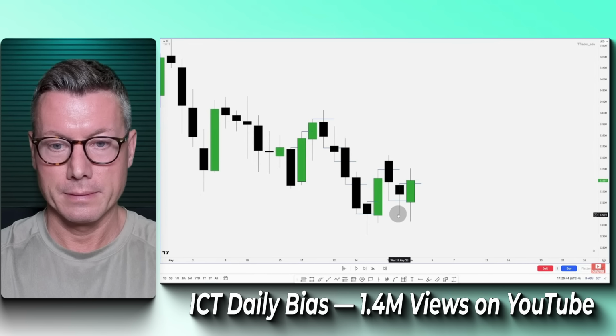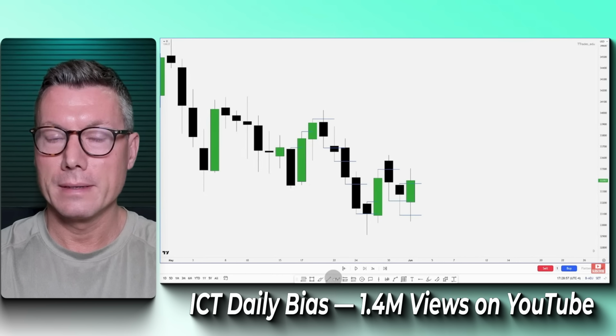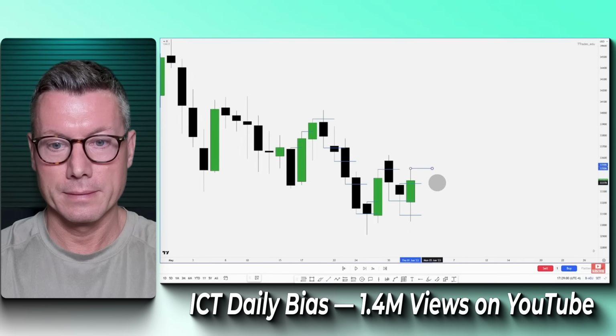Right here, you can see we actually took the low and the high. And so what I look for here is we swept this low, couldn't close below it, and we actually take previous day high and close outside of it. So from here, I will be looking for previous day high.